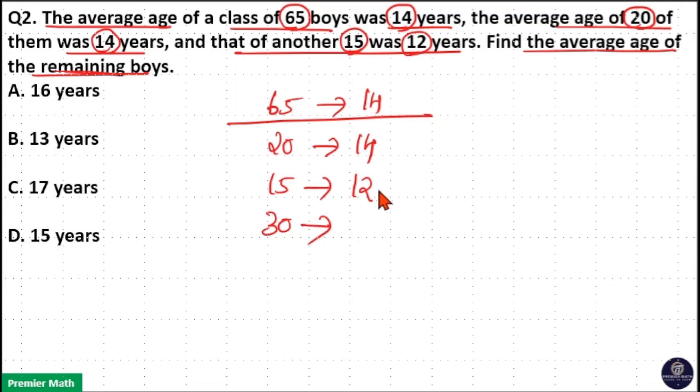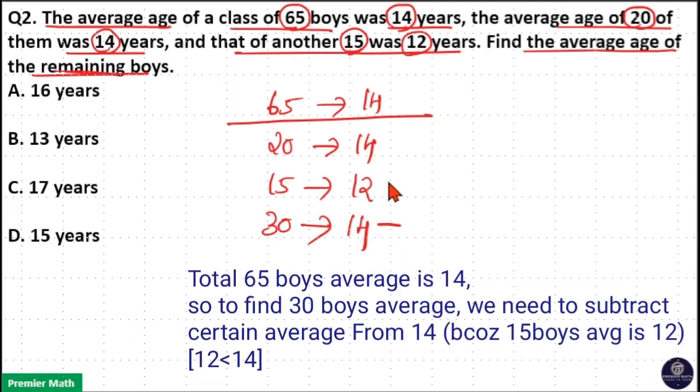Now here the class average is 14. So if I take the common average as 14, now you can see we need to find out the average of 30 boys. So we need to subtract a certain average from this 14. Now here 12 is minus 2 less than 14. This minus 2 extra average is for these 15 boys. So minus 2 into 15 is equal to minus 30.